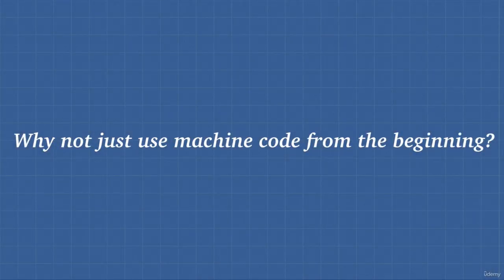Here's another test for you. It may be something that you've been asking yourself throughout these past couple of videos. If we have to do all this interpretation and compiling of the language, why not just use machine code from the beginning? Why don't all programs just use machine code ahead of time?